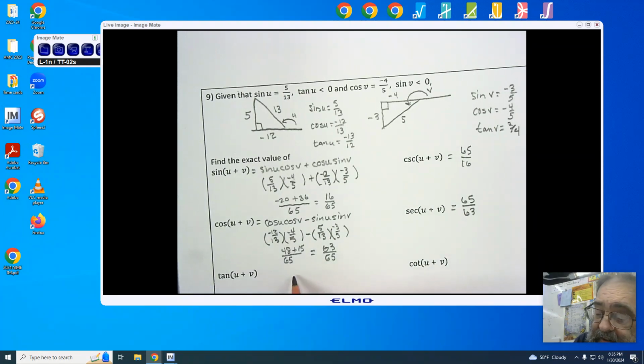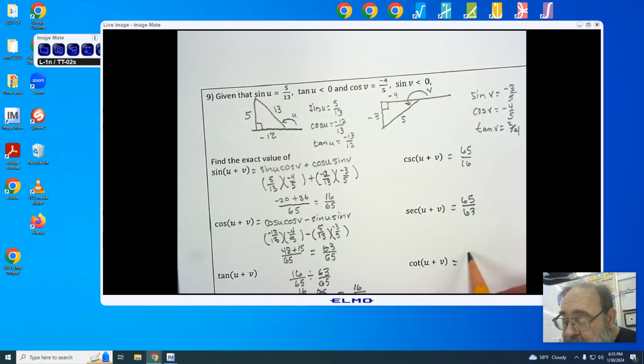So if I take my sine, 16/65, and I divide by my cosine, 63/65, I end up having 16/65 times 65/63. The 65s automatically cancel, and I have 16/63. Then I take the reciprocal for my cotangent, 63/16.